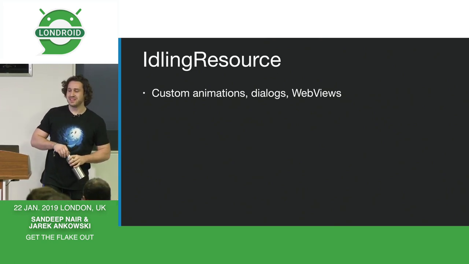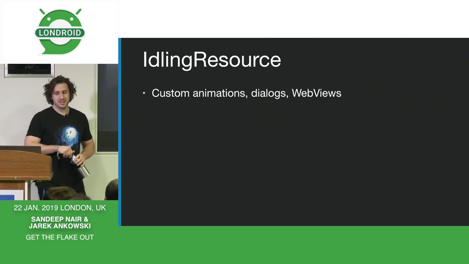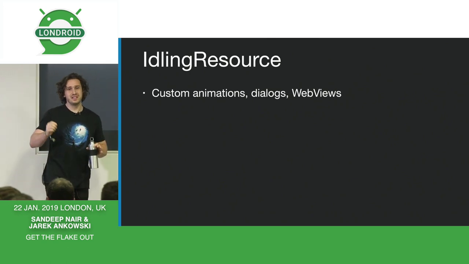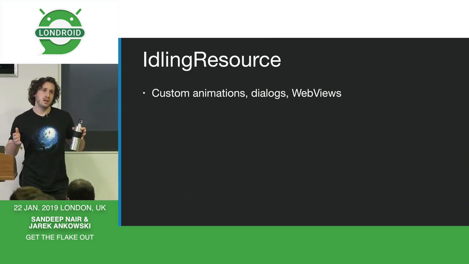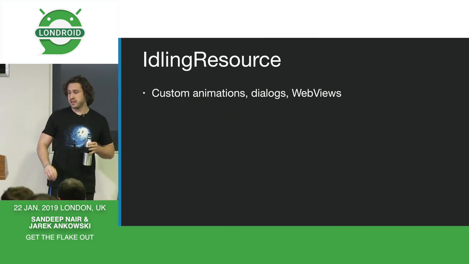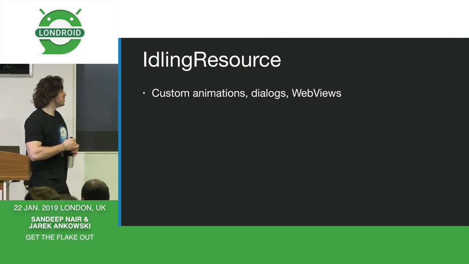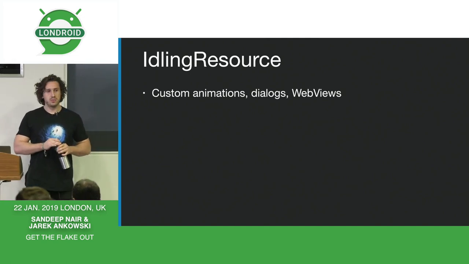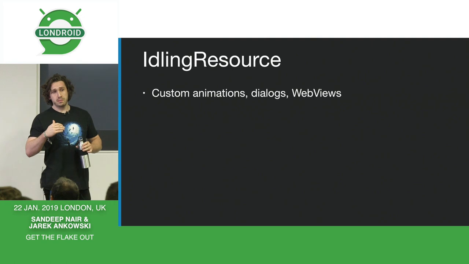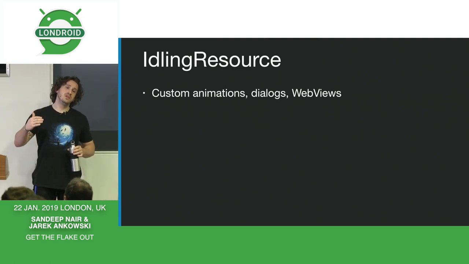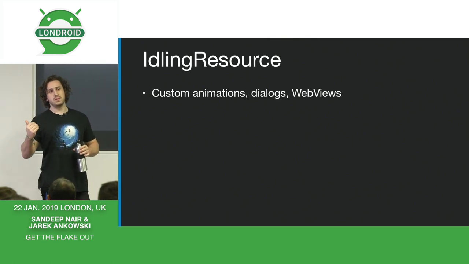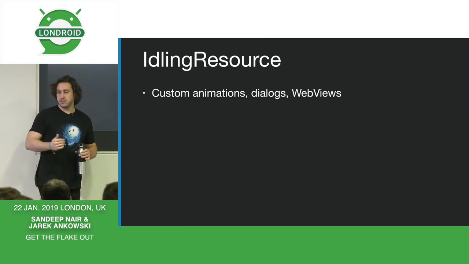What's idling resources about? It's a mechanism by which we can tell Espresso that I'm still doing something. It's like manual: you say, okay, I'm still doing something, and then I finished. Because if it's your custom animation, you do something on your own, you know exactly when it starts and when it ends. The most common one you may have heard of is called counting idling resource. It's basically a counter. When you're busy, you increase the counter. When you're not busy, when you're idle, you decrease the counter. And Espresso waits for the value to be zero. If it's zero, it means, okay, I can run my tests.